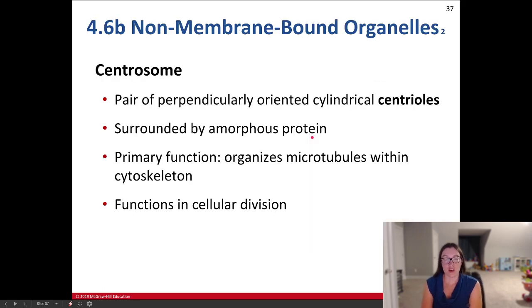Next we have the centrosome. Centrosome is a pair of centrioles. So we have a pair of organelles called centrioles. They are going to basically organize the microtubules within the cytoskeleton. And I know we haven't talked about the cytoskeleton yet, but we'll get there. They're also really important in cell division, which we'll talk about next week.